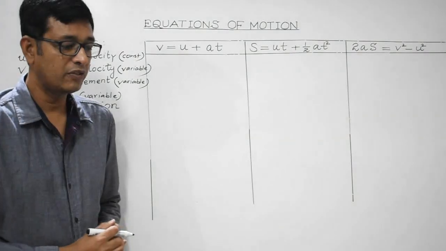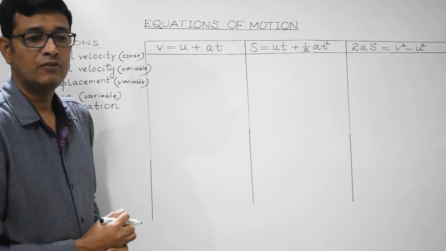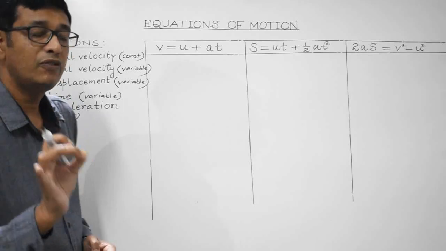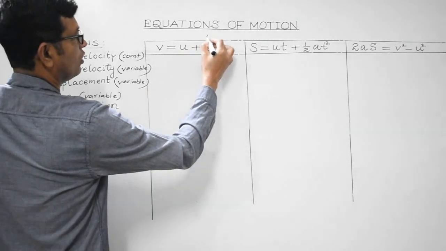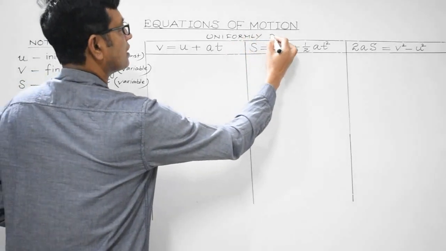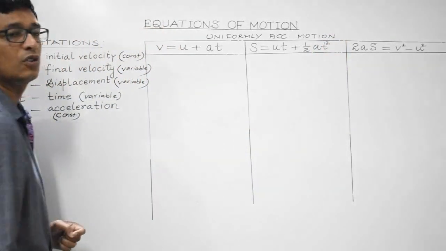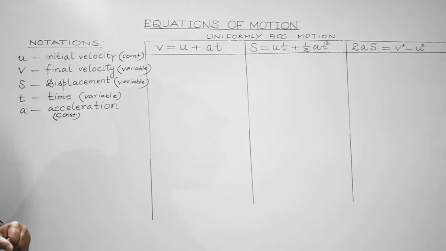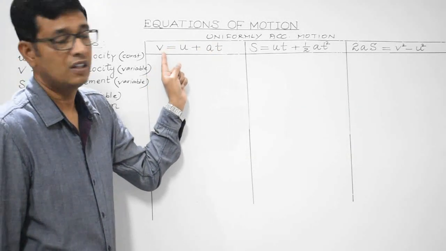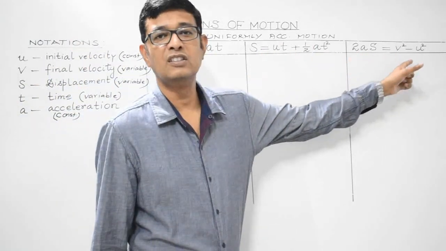So students, we will now discuss the equations of motion. As I have told you, for deriving these equations of motion, we are considering the body to be in uniformly accelerated motion. So, we are considering this case, uniformly accelerated motion, where a is constant, right? This is, students, known as the first equation of motion. This is known as the second equation of motion. And this one is known as the third equation of motion.